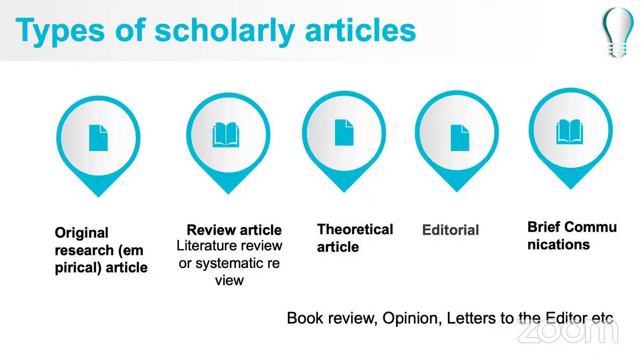Okay, then there can be editorials, like generally the editor of the journal writes the editorial for every issue, just 1 page or 2 pages, giving some thoughts about what's new, or what this particular issue has brought to the audience. Okay, then there can be a brief communication, there can be book review, there can be opinion, there can be letters to editors also. So these are basically the types of articles that are there.